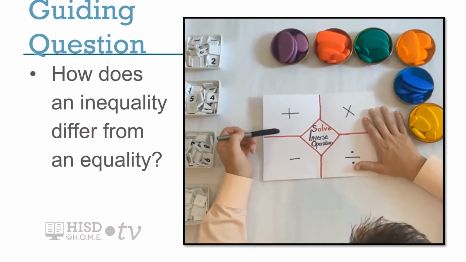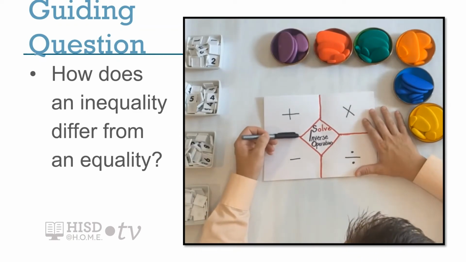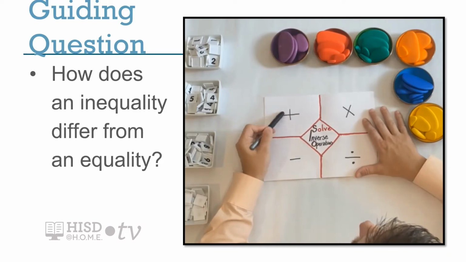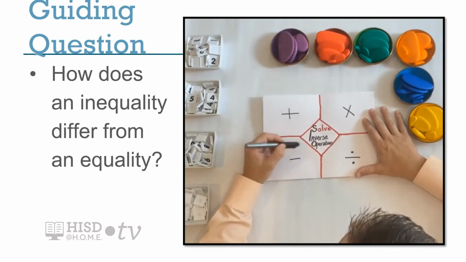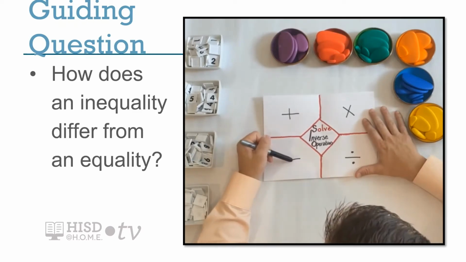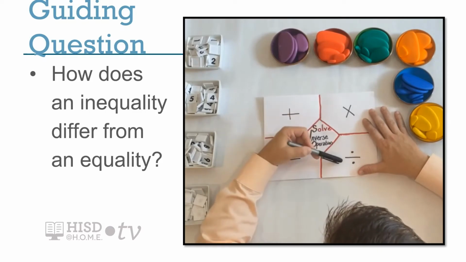The one thing inequalities and equalities have in common is that when we solve them, we use inverse operations. So the inverse operation of addition is subtraction. So when we think about solving inequalities and equations, the opposite of multiply is divide.